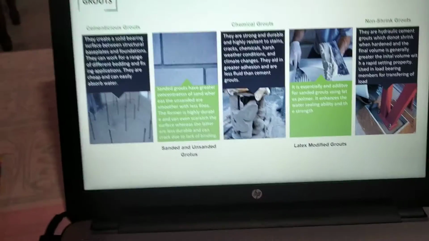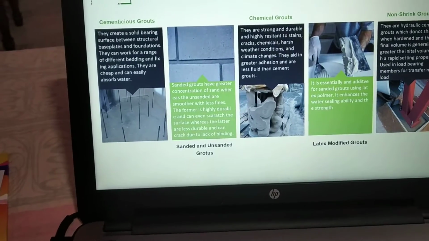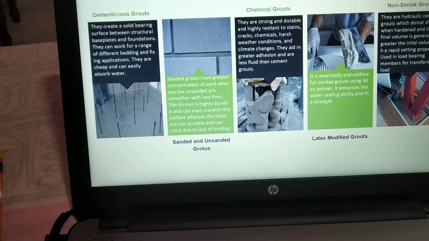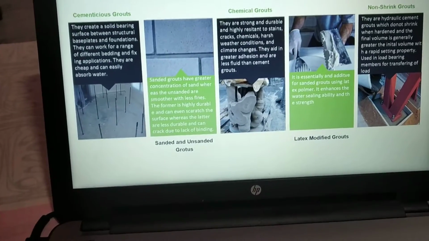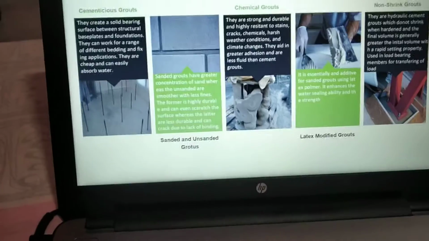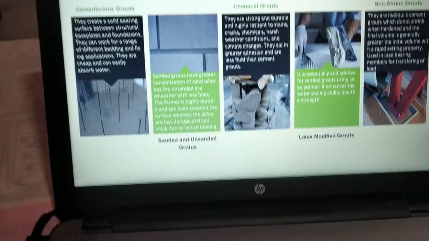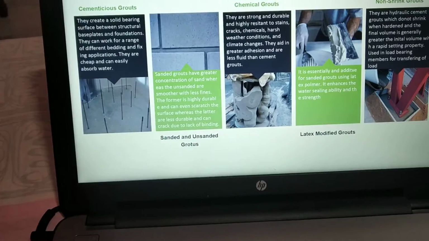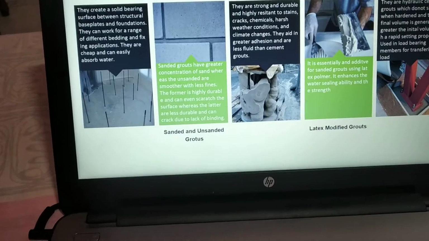So what exactly are the cement grouts? Cement grouts are basically used to create a solid bearing surface, and these grouts help in the transferring of a load to a highly resistant load bearing surface, and are further classified into sanded, unsanded, and the latex modified grouts. Sanded grouts generally have a larger concentration of sand and a lower percentage of fines, whereas the unsanded grout generally has a smoother structure and a fine and flexural nature with a larger number of fines.